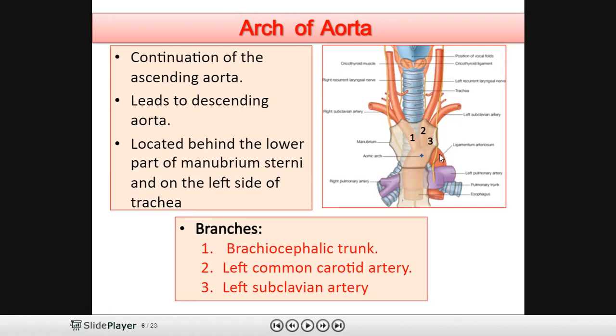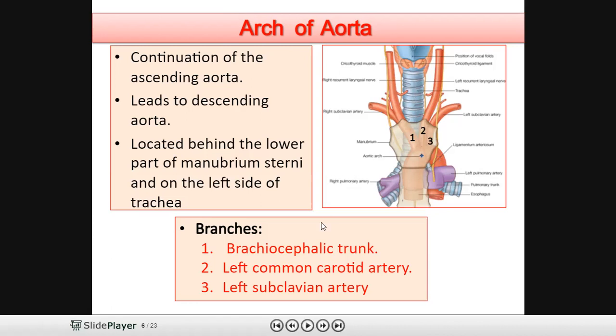Okay, good. Because they're going to ask you in exams to describe the anatomical location of the aortic arch. So you should remember what I just said now: behind or posterior to the manubrium sterni, and on the left side or laterally to the trachea.